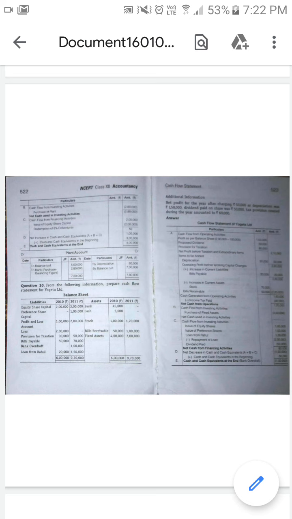There is a separate format. I already included all those documents in the PDF file. Just check with that. There is a separate working note for calculating the net profit before tax and extraordinary items. So what is the first one?